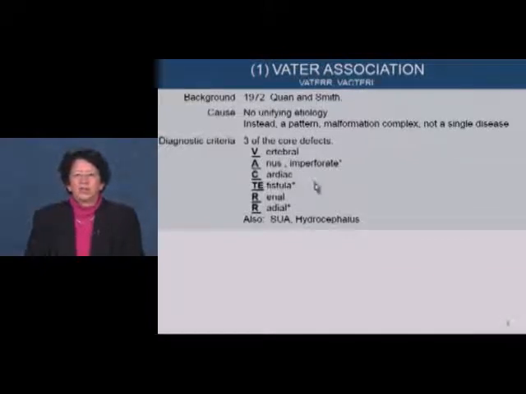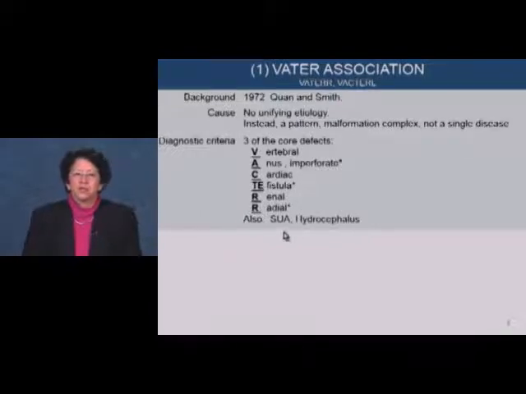And people always ask, well, what does it take? What are the minimum diagnostic criteria? Most geneticists would say you need to have at least 3 of the core defects: vertebral anomalies, imperforate anus, cardiac, TEF, renal, or radial. Some of the minor features are single umbilical artery and hydrocephalus. I've shown an asterisk for the ones that are most distinctive: the anus, TEF, and the radial.